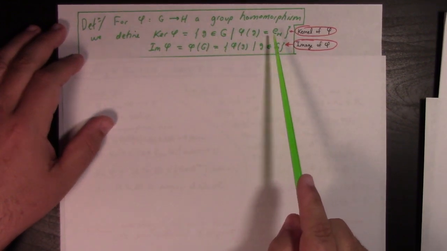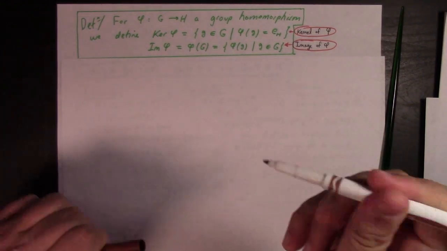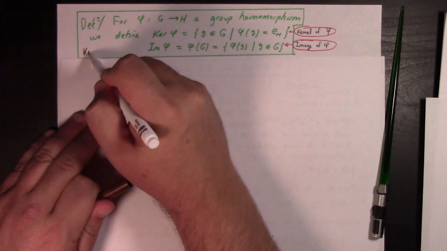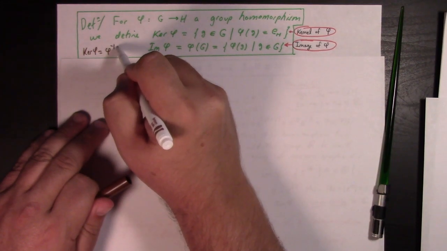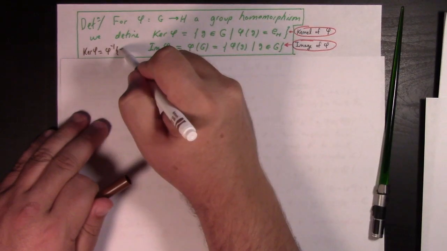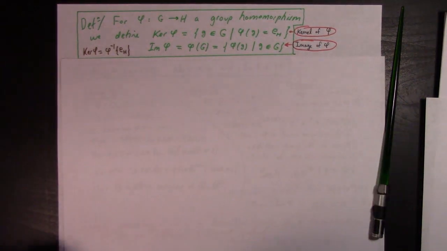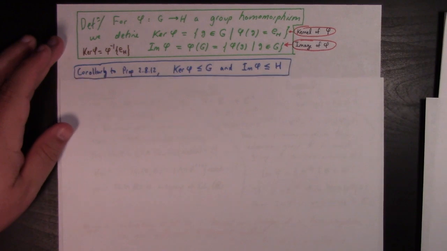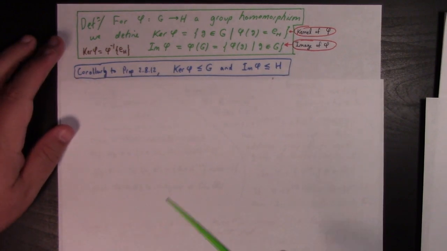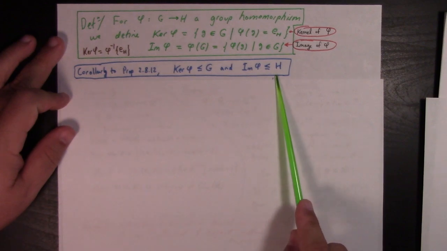If you sort through this, sorry, I meant to write it on here. You can see that if you work through it, the kernel of phi is in fact equal to phi inverse of the identity of H. So that's the inverse image of the trivial subgroup of H. That's the so-called kernel of the map. And a corollary to the proposition I just proved, of course, would be that the kernel is a subgroup of the domain, and the image is a subgroup of the codomain.